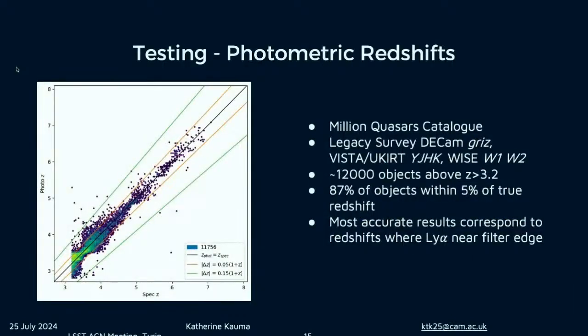So these are my photometric redshifts for a testing sample of quasars. I looked at only the southern hemisphere, and used the Legacy Survey DECam grizY, the VISTA near infrared YJHK, and Y1 and Y2. We have about 12,000 objects above redshift 2.2, and my fits return 87% of the objects within 5% of the redshift, which I'm very happy with.